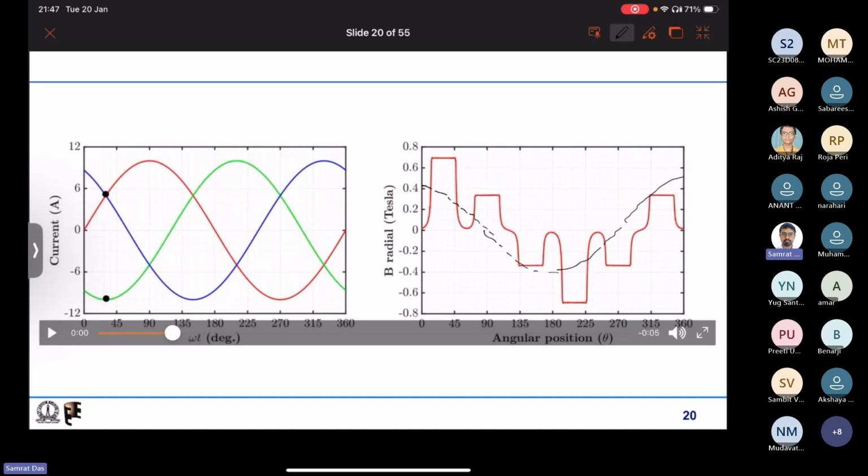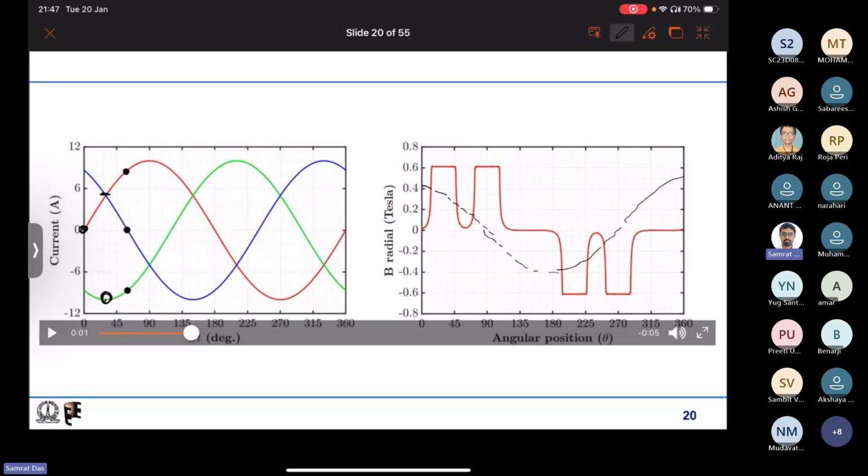Now you can see that we have two types of instants, because I am going only by 30 degrees. One type of instant where one of the currents is basically 0 and the other two currents are equal but opposite. For that we have a B distribution like this. Another condition, if we go ahead by 30 degrees, then we have one phase having a peak current, and the other two phases are conducting equal currents but half the peak current. So in that case we have non-zero flux density under each pole, and we have this type of distribution.